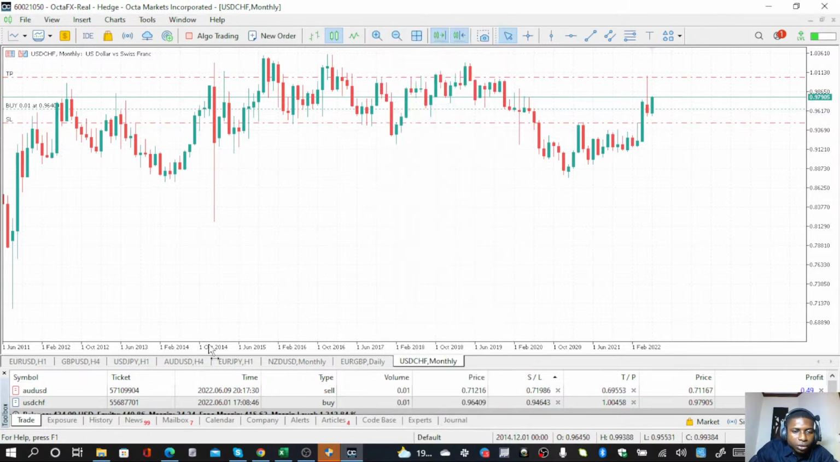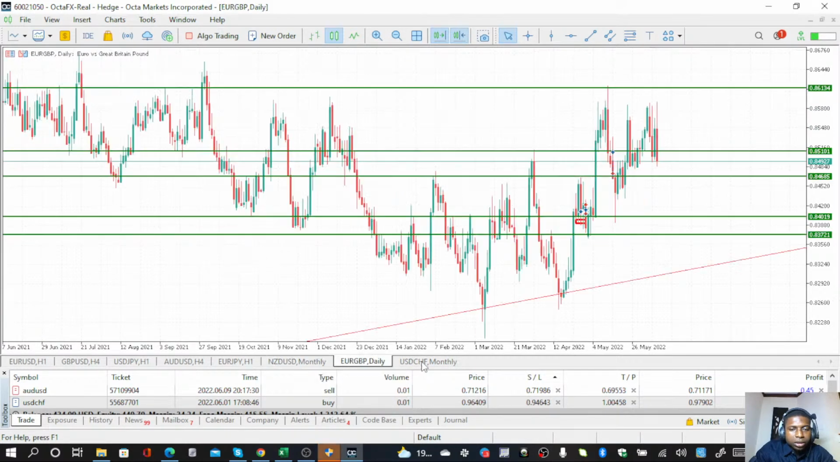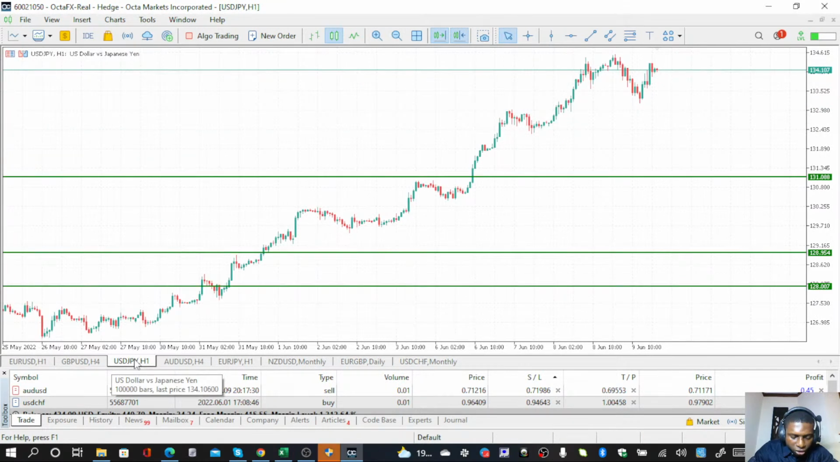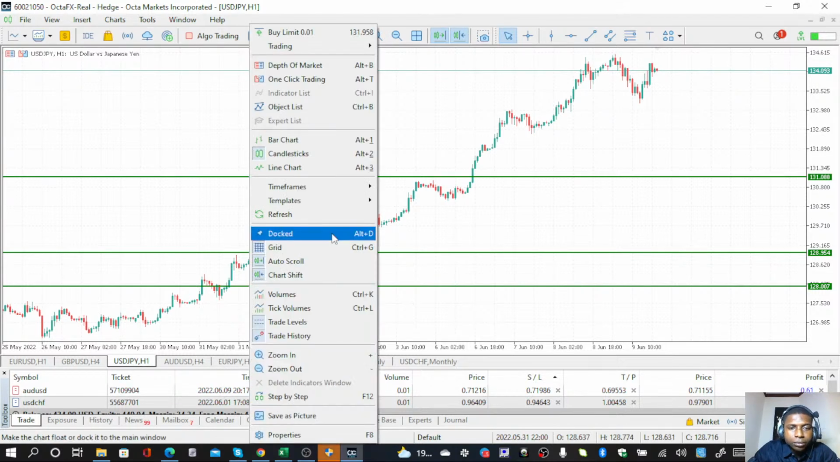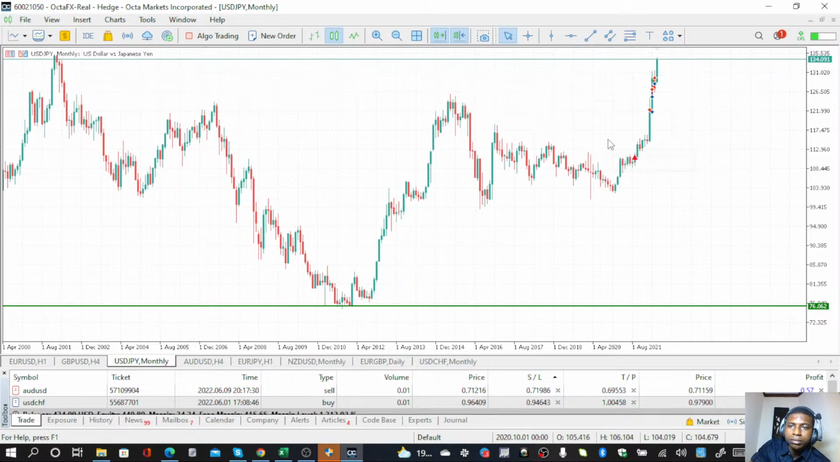So let's look at USDJPY. Let's look at USDJPY from the monthly time frame. Good. So some interesting chart here.